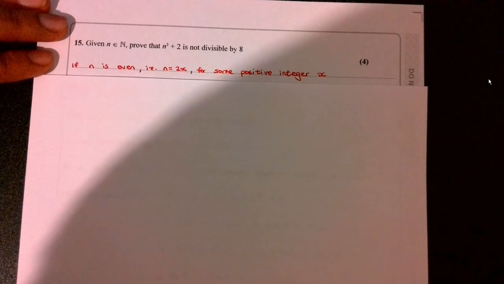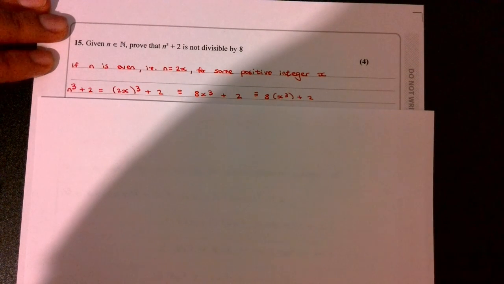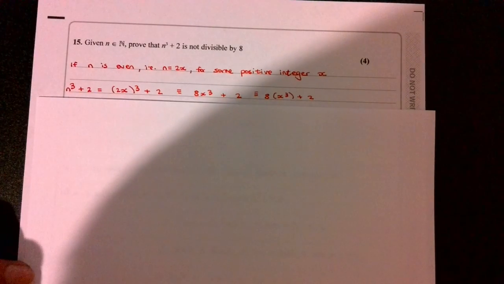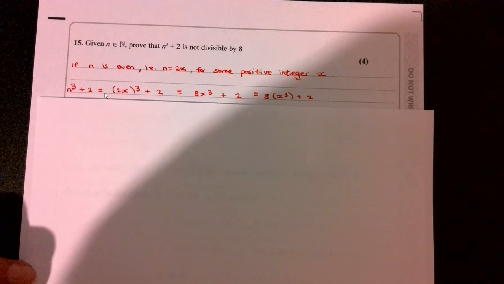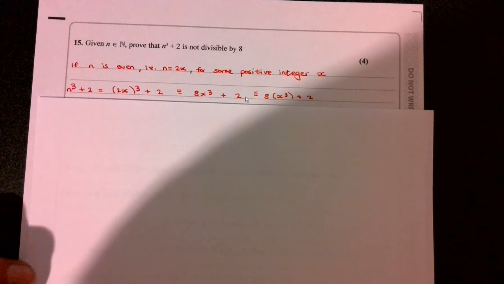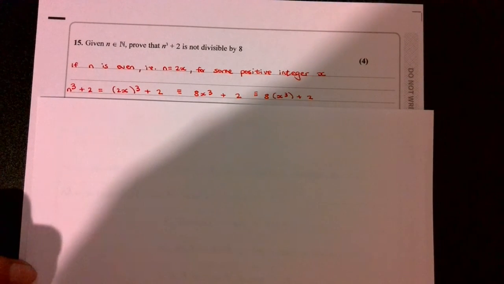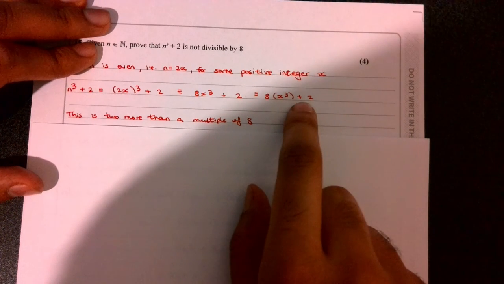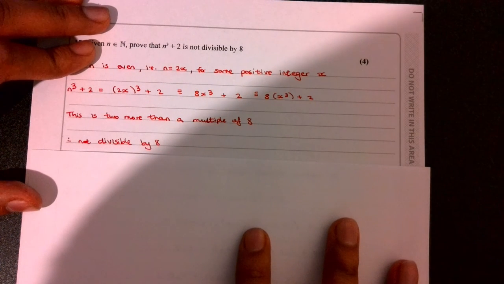If we consider the case when n is even, for some positive integer x, in other words, we can write n as 2x. Then if we substitute that into this equation, we have 2x all cubed plus 2, which is the same as 8x cubed plus 2. If I factorise out the 8, we have 8 lots of x cubed plus 2. And we see that this is 2 more than a multiple of 8, and therefore it's not divisible by 8.